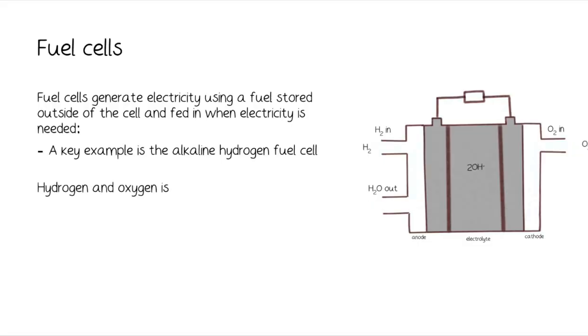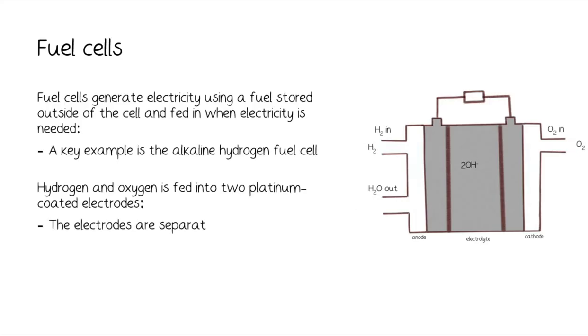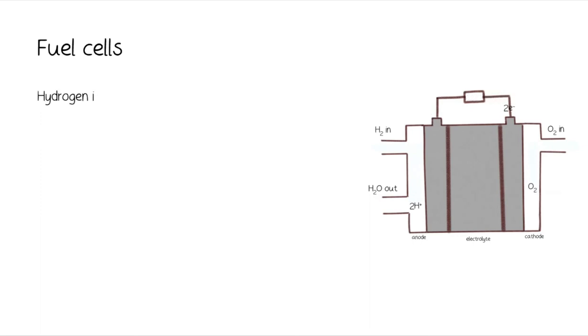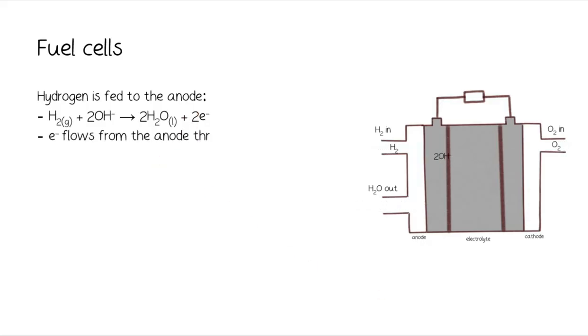So how this works is that hydrogen and oxygen is fed into 2 platinum-coated electrodes. The electrodes are separated by a membrane that only allows OH- and H2O through, but not H2 and O2. It also contains an aqueous KOH solution as the electrolyte. Hydrogen is fed to the anode, which is on the left, and then the following reaction takes place. And as you can see, this generates electrons here. The electrons flow from the anode through an external circuit to the cathode.